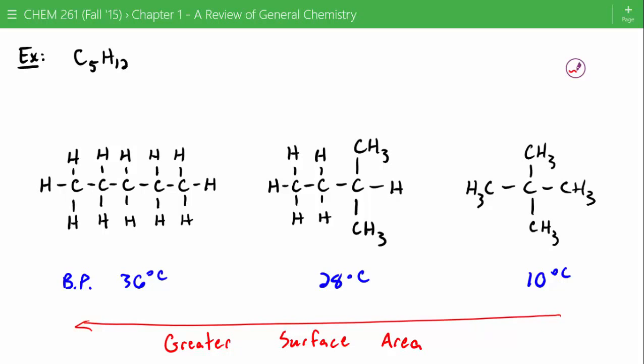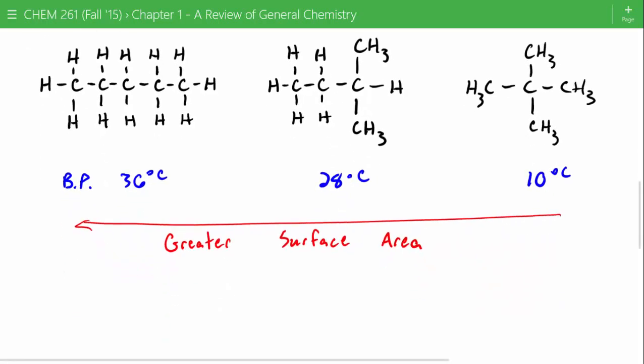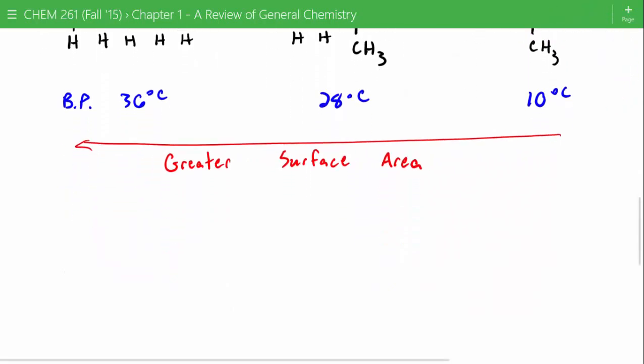Does that make sense? All right. So what's another type of intermolecular force, besides dipole-dipole? Or, I gave it away. Besides dispersion. Dipole-dipole. Thank you, Jeff. So the next one we have are dipole-dipole interactions.